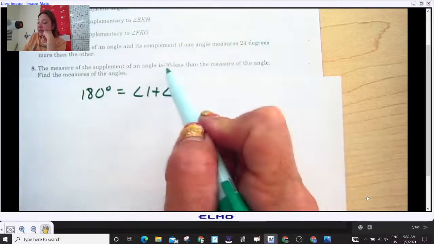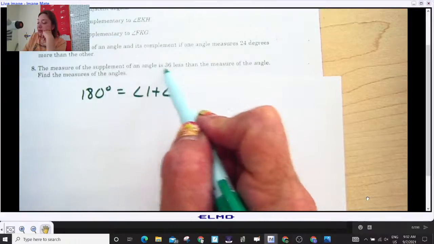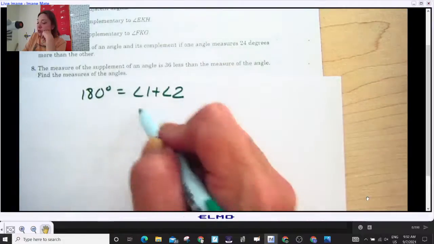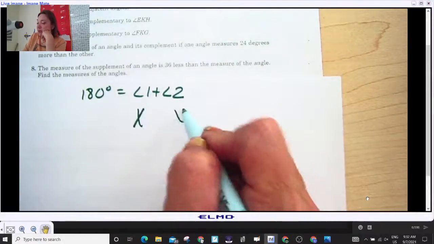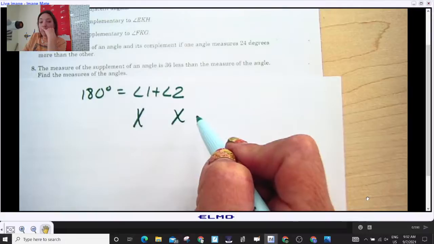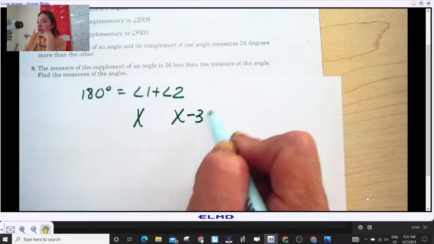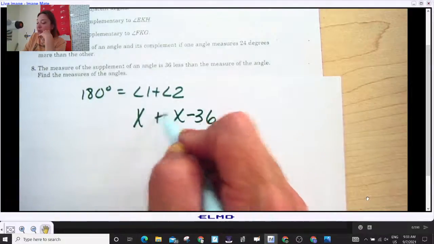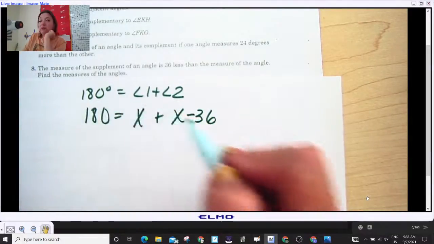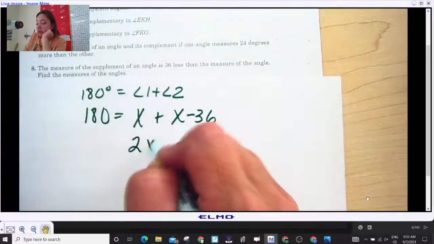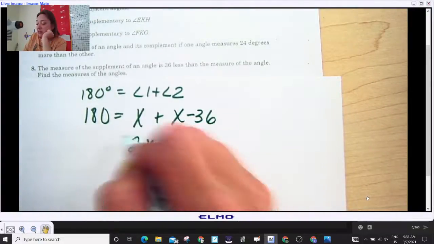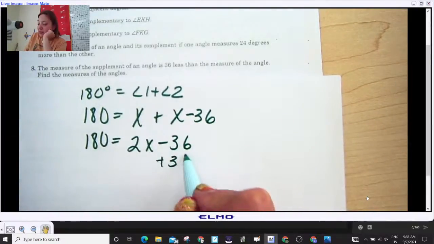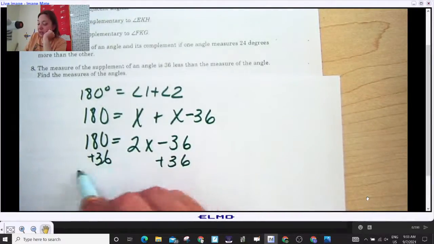Now let's look at what they say. They said that if the angle is 36 less than the measure of the angle. So one of them is going to be x. What's the other one going to be? X minus 36. Y'all see we're taking 36 out of that. If we add them together, we're going to get 180. So it's going to give me 2x minus 36 equals 180. Now we're going to add 36 this time. We're not subtracting it. We're adding it.